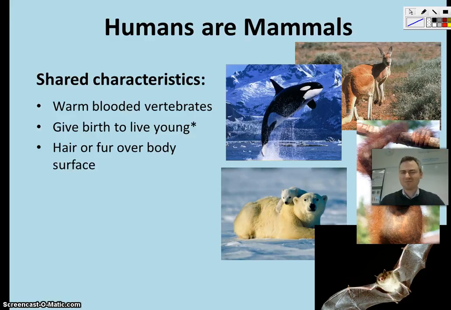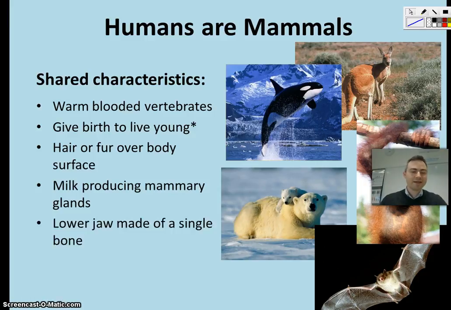All mammals have hair or fur. Even whales, which don't look like they've got fur, do have fur. And humans, of course, have a reduced level of fur, more reduced or less reduced, depending on the individual. And we have milk-producing mammary glands, and our lower jaw is made of a single bone. And we've got 3 bones in the middle ear. That's one of the ways of classifying a mammal, 3 bones in their middle ear.